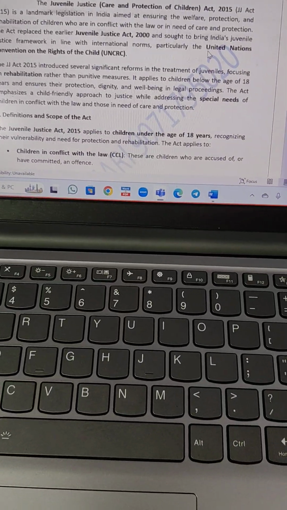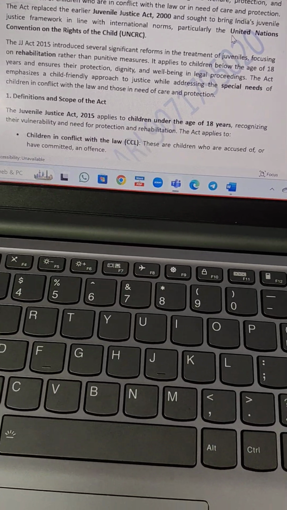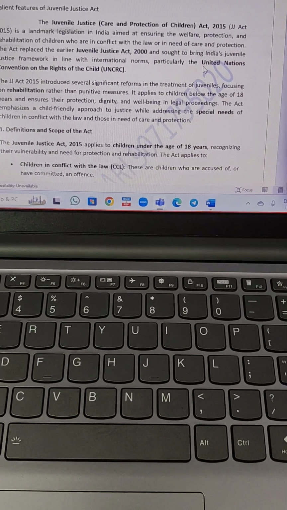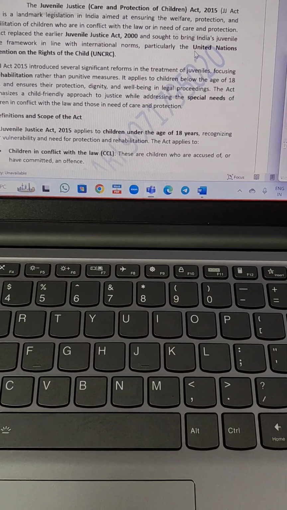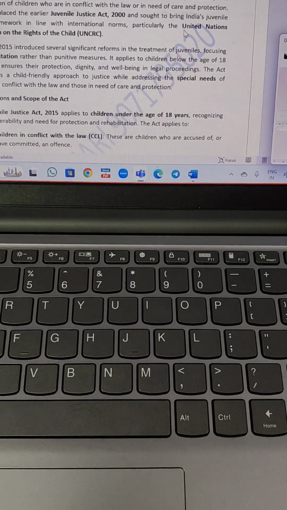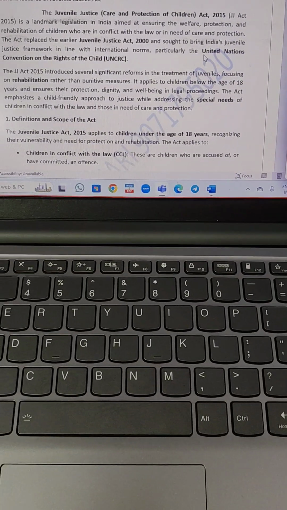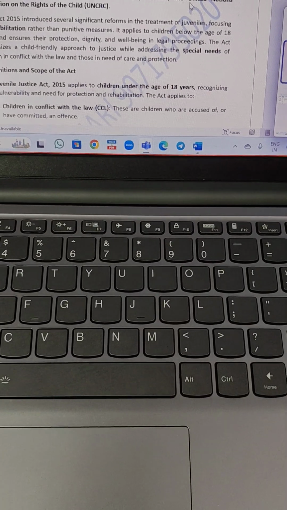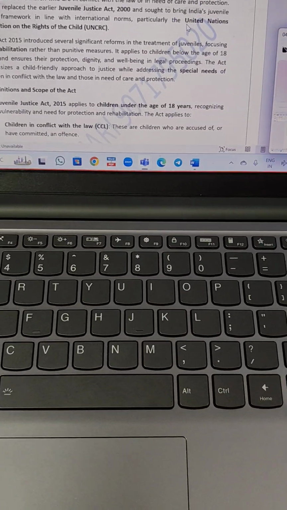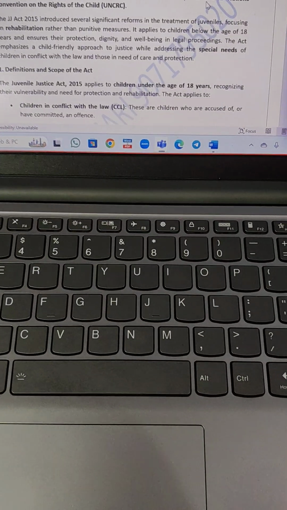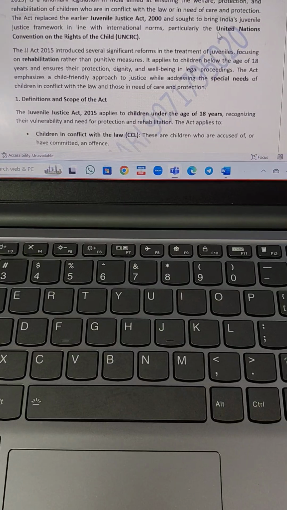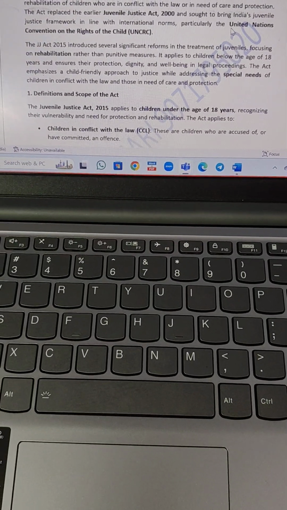So I will tell you, when we talk about the Juvenile Justice Act, there are two types of child. First is the child in conflict with law. Child in conflict with law means one who has committed certain crimes, being a small child. Okay, and child in need of care and protection means the abandoned child who is left on the road. No one is there to take care of them. So that kind of child will be considered a child in need of care and protection.